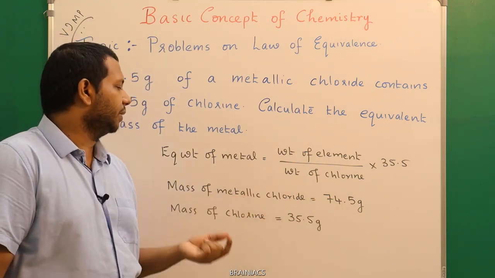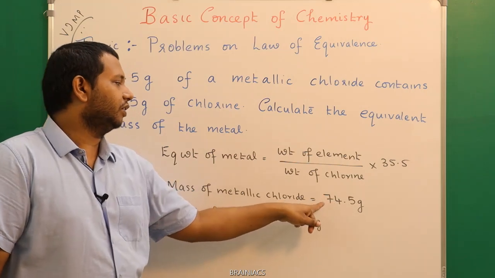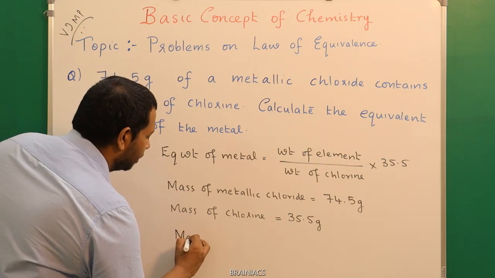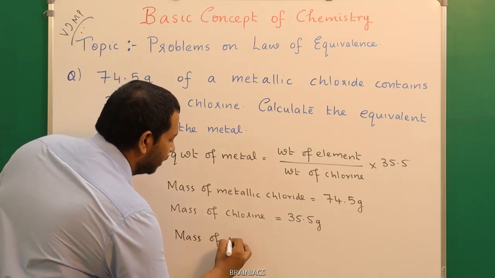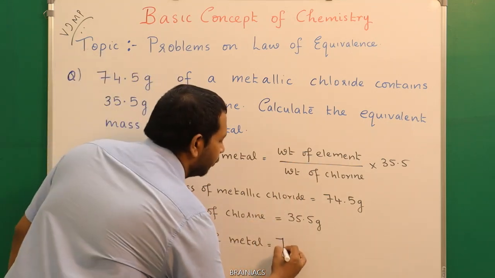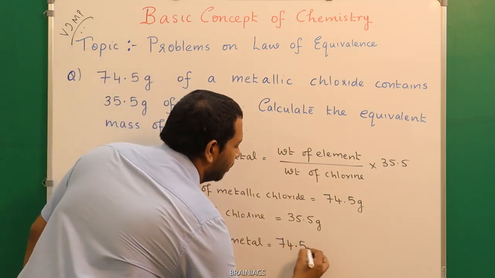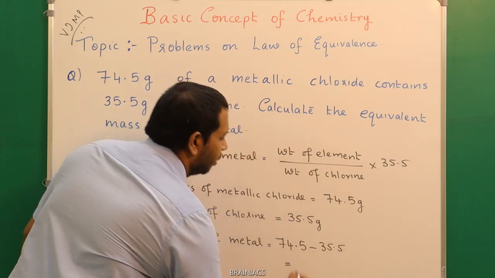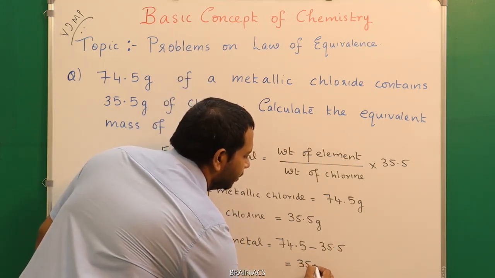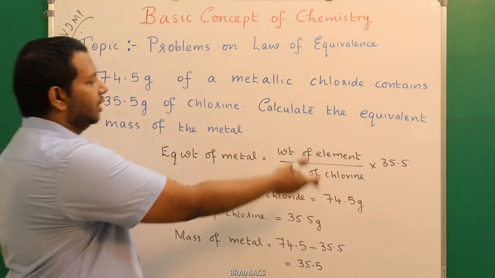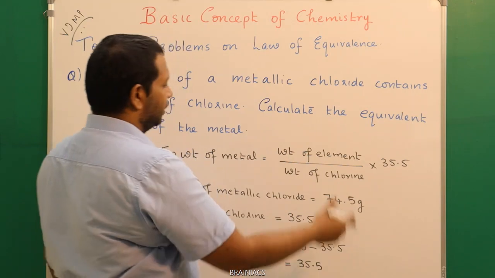Now you know metallic chloride what is the mass and chlorine what is the mass. How to get the mass of the metal? Subtract chlorine's mass from the metallic chloride's mass. So mass of the metal is equal to how much? 74.5 minus 35.5. So this will come around 35.5. Okay. Now substitute in the equation. So you will get the equivalent weight of the metal.